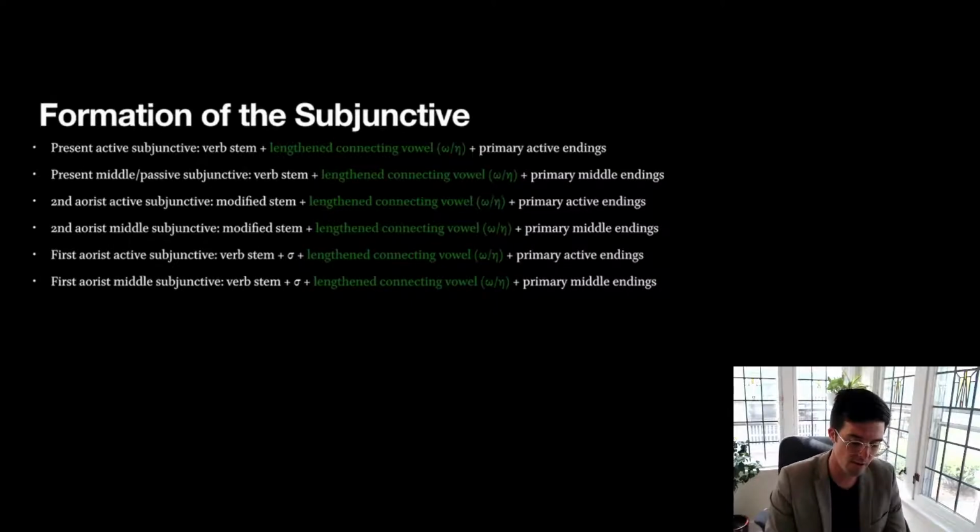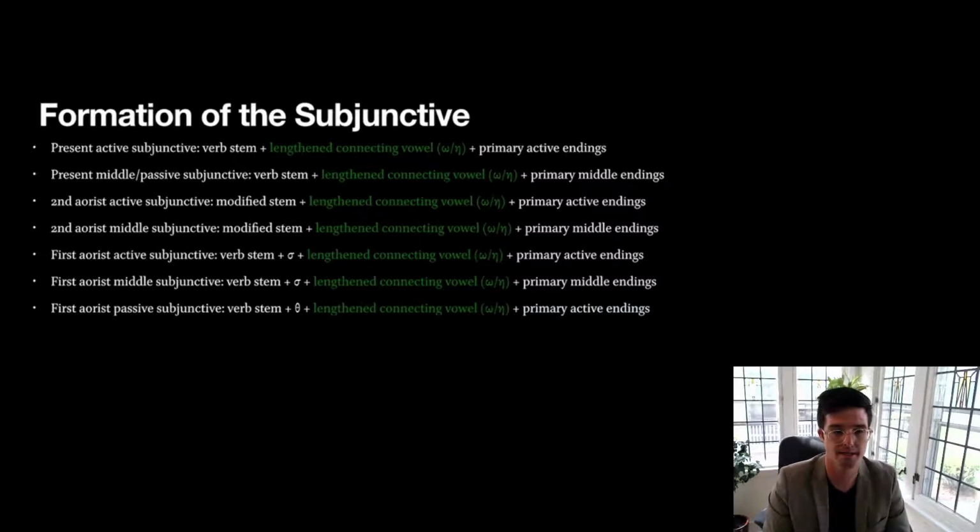So same thing with our first aorist middle subjunctive. We have the sigma as our clue to the subjunctive. We have that lengthened connecting vowel, which is our key to identification for the subjunctive. And then we have the primary middle endings.